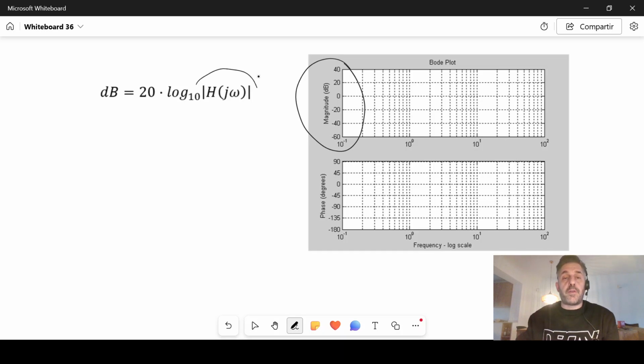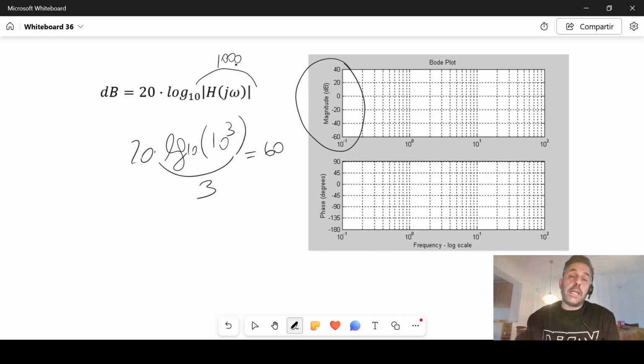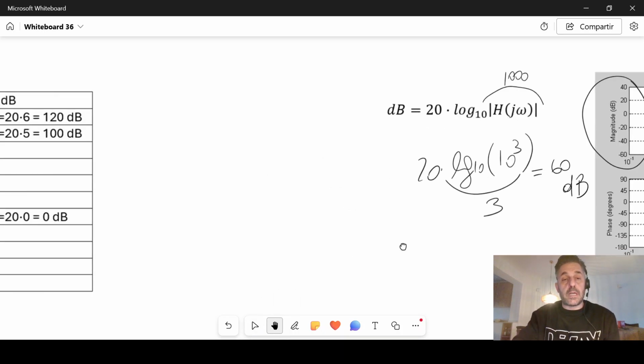So imagine that we have here 1000. So 10 to the 3. Log base 10 of 10 to the 3 is equal to 3. So 20 times 3 is 60. So we have 1000 in linear, which corresponds to 60 in dB scale. With this in mind, we can make a simple table with some examples.